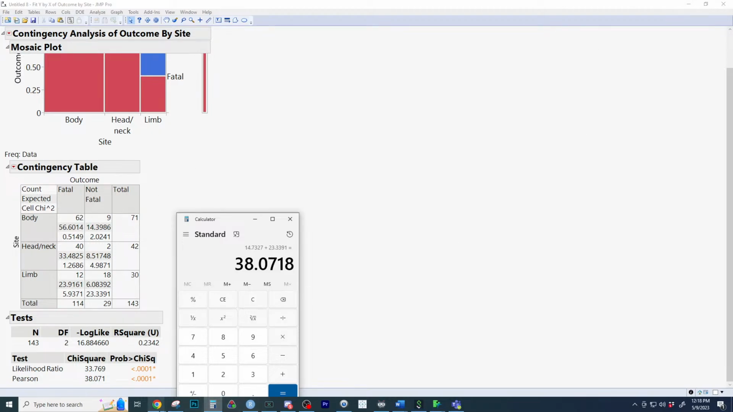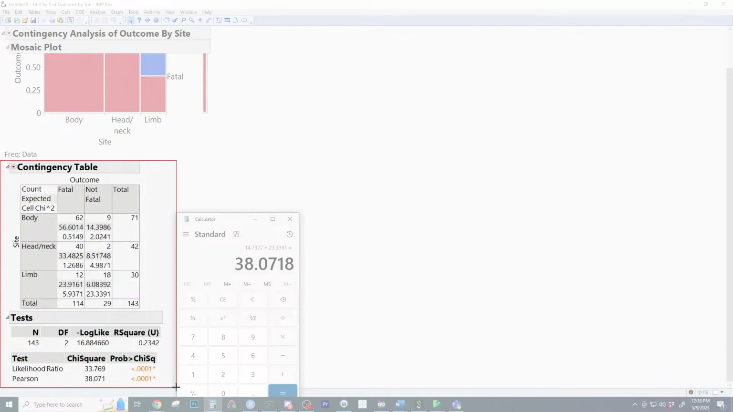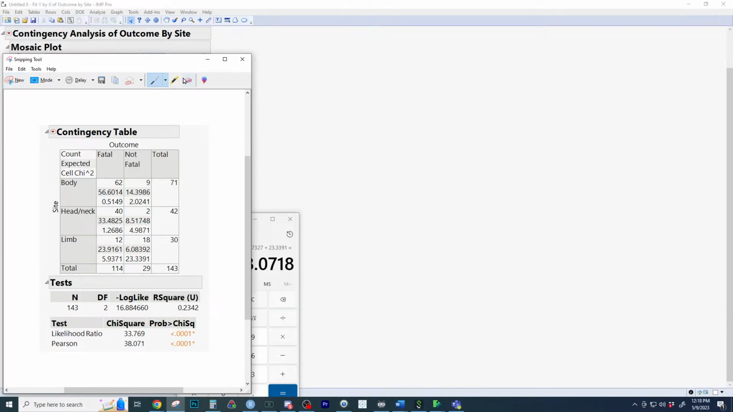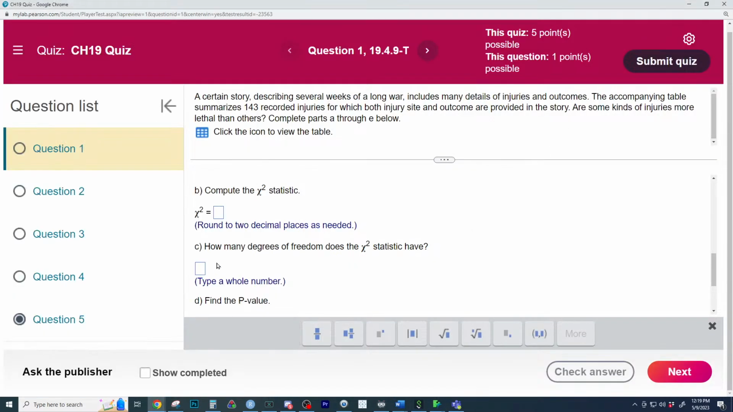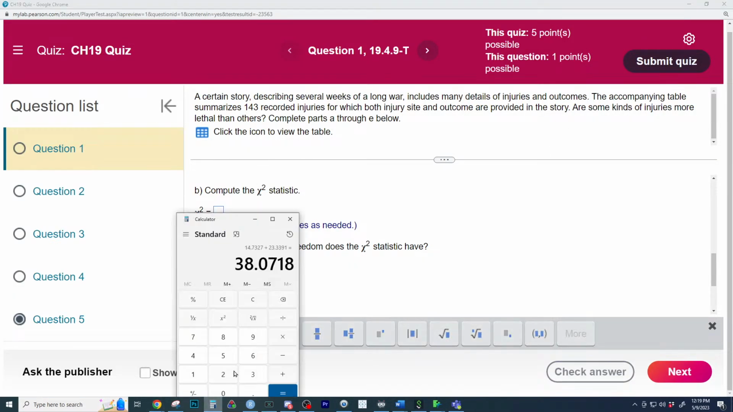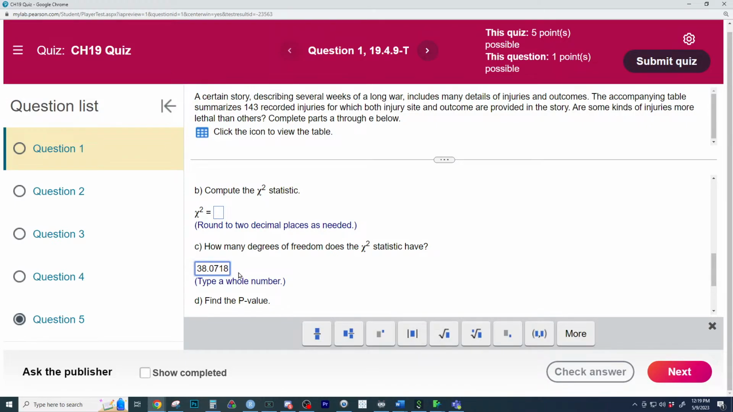So you don't have to do this by hand, but always know that if you were to take these values right here and sum them up, you would get the Pearson chi-squared test statistic. And there, oops, there it is. Type a whole number.